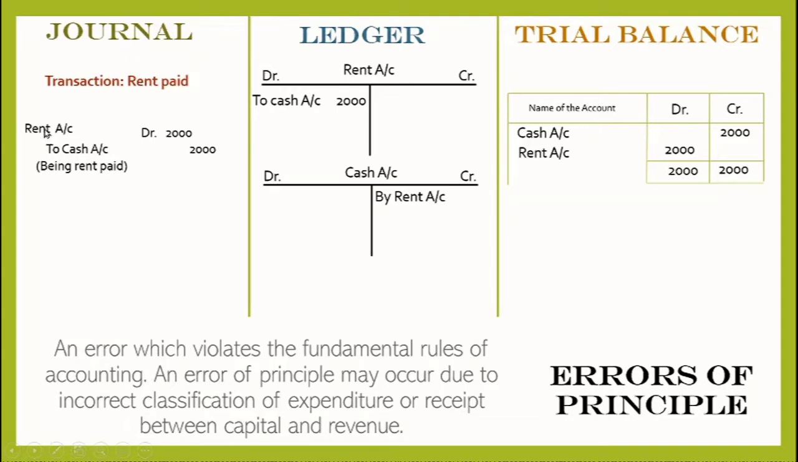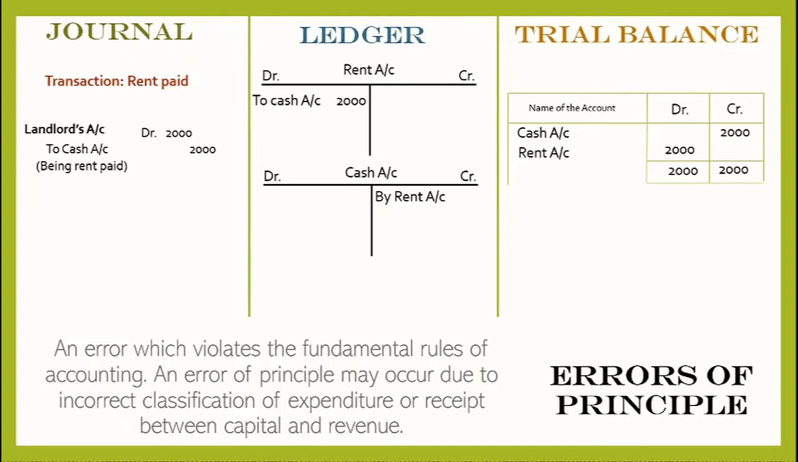When we pay rent, it is an expense. This has to be debited. But by mistake, this has been debited to the landlord's account. If you remember the accounting rule, a person's name will be entered only if the firm owes to the person or the person owes to the firm. Here it's a cash transaction, so the person's name should not come. It should be the expense which is to be debited.